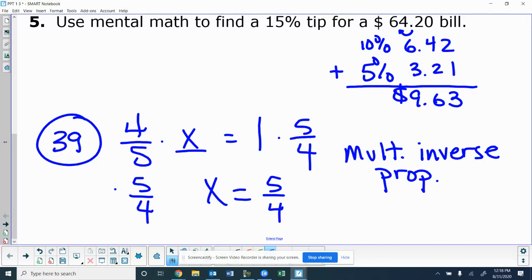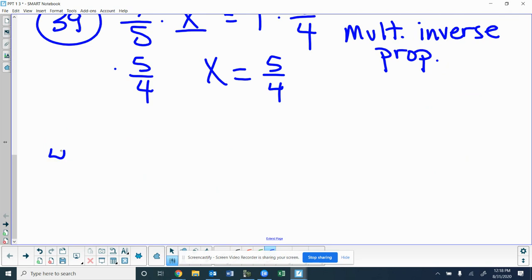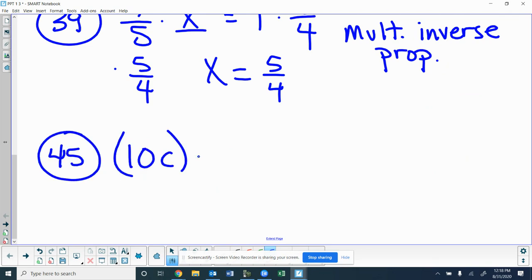45. Okay, 10c times 1 equals 10c. So we were supposed to say what property is being represented there. Anything times 1 is itself. You just basically drop the parentheses, but they're just multiplying by 1. So that's the multiplicative identity property.